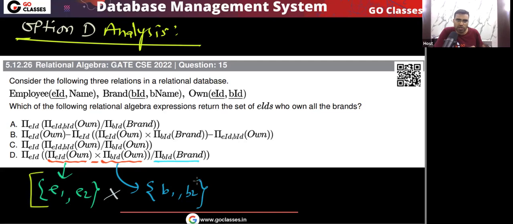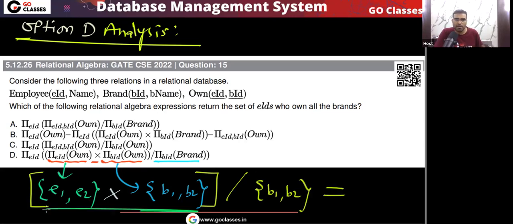Now in this cross product, if I divide by all brands, if I divide by B1, B2, what answer will I get? Here you will have E1, B1, E1, B2, E2, B1, E2, B2. So if you divide by B1, B2, you will get E1 and E2. Yes or no? Very simple.